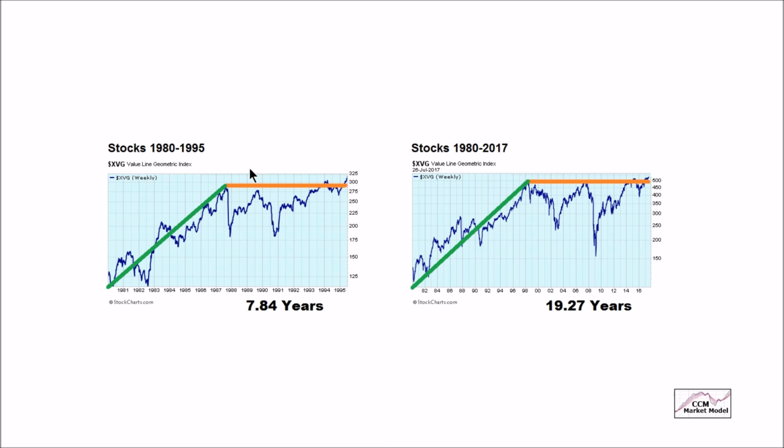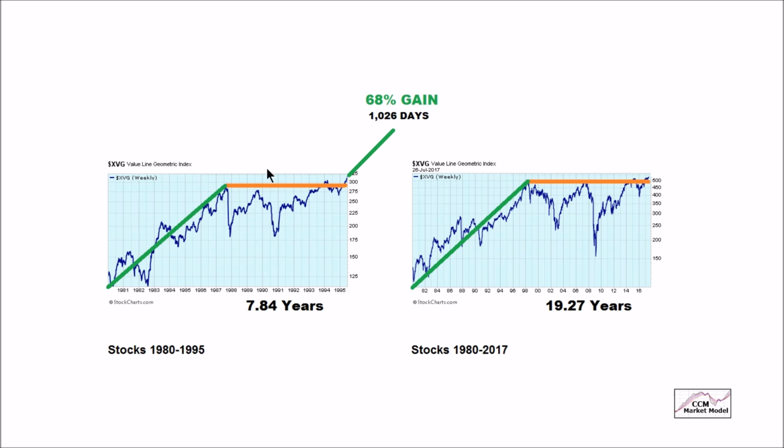The similar consolidation periods, in this case it was 7.84 years. This is a much longer consolidation period. This point, this point, this point, all the way out to this point, it's 19.27 years. And we already know what happened on the left side. After the bullish breakout, the market rallied for 1,026 days. The move from point A to point B was 68%.